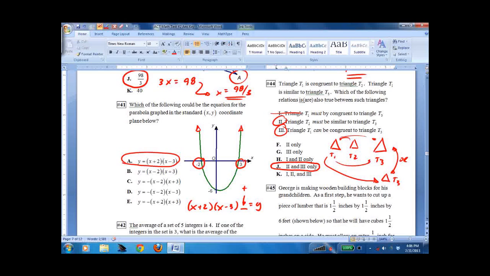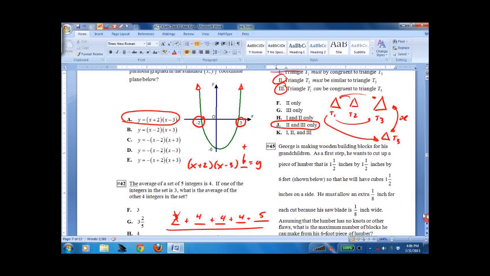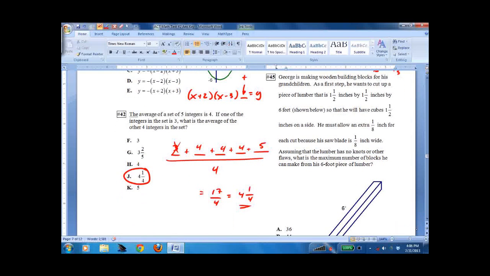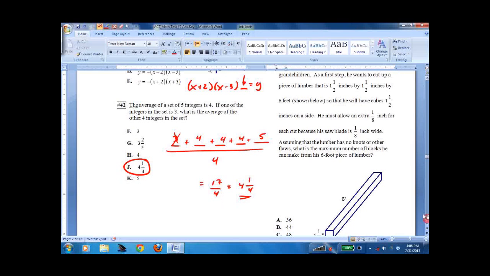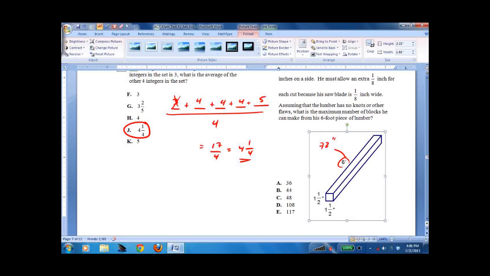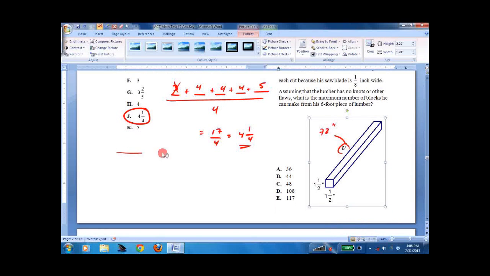It's kind of an ugly problem. Designed to trip you up, no question about it. All right, I'm going to read this and then pop down there. George is building blocks. He wants to make 1.5-inch blocks. He's got a 6-foot long board, which is 72 inches. Convert everything to the same units right away, and I'm going to work on this one over here.